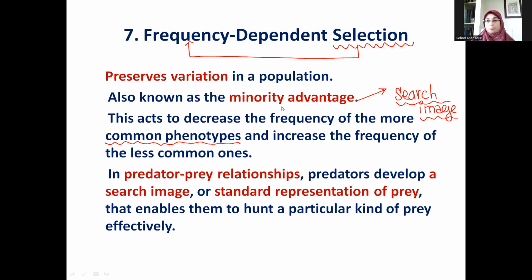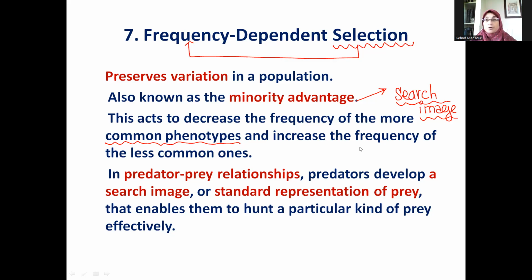So what happens actually is, being a minority from the beginning, you are safe. You will not be preyed upon. And those common phenotypes will be preyed upon. But upon preying them, their numbers will decrease. And they will decrease to an extent that they will be no more present, almost extinct. So the predators will shift to the animals that were previously a minority, and they will start preying on them.